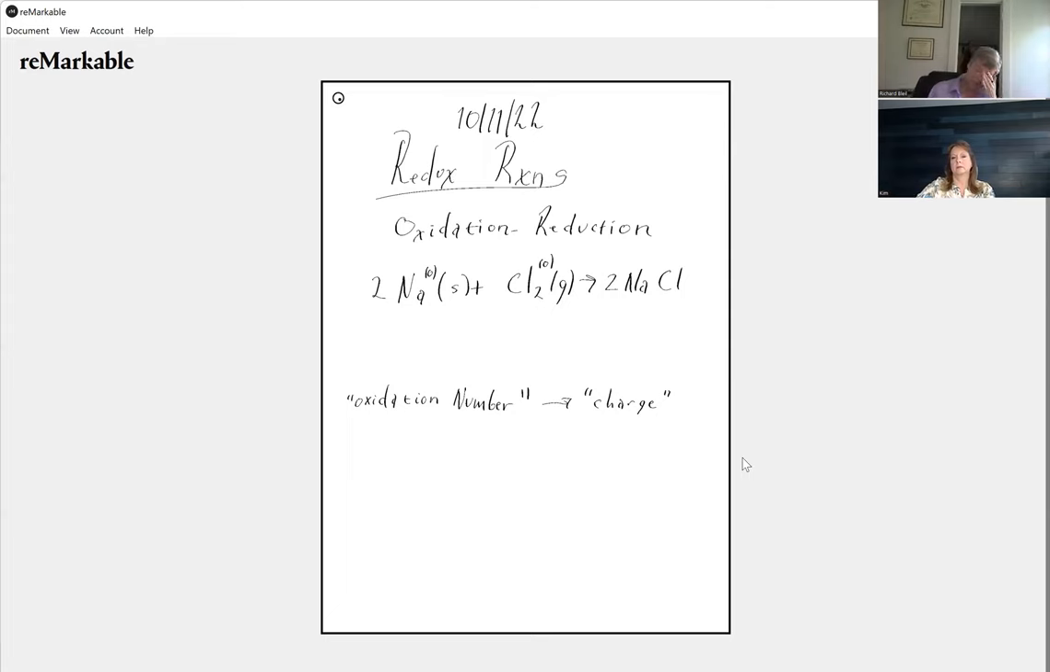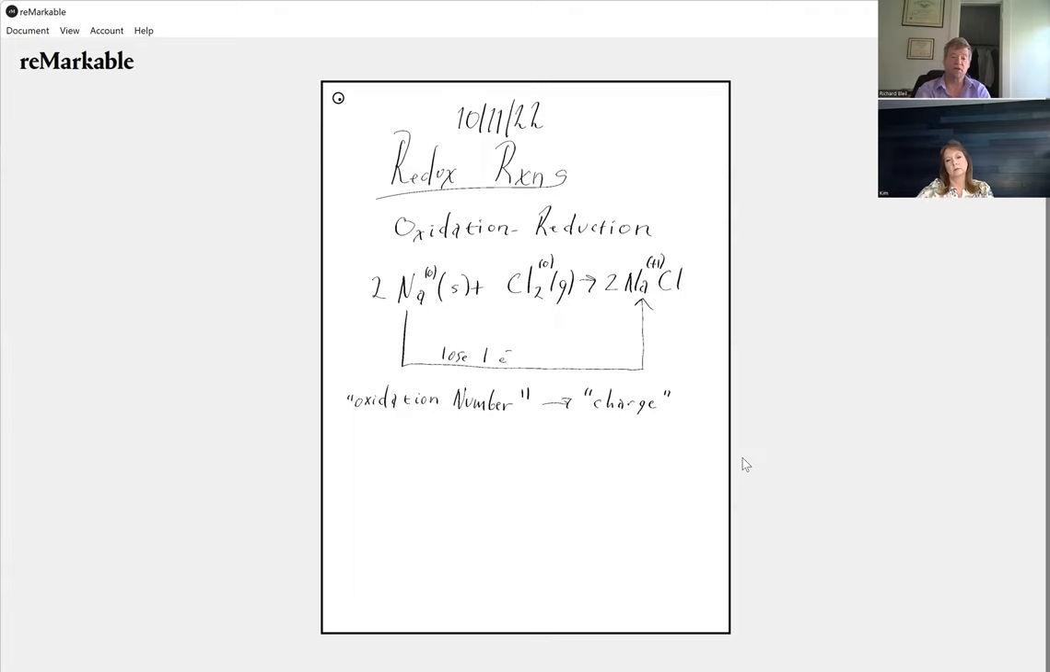Now we know that in sodium chloride, because sodium is a family one element, an alkali metal, in a compound it always has a charge of plus one. Keep in mind that to gain a plus one charge, sodium has to lose one electron. We have two sodiums here, so we will end up losing two electrons total. But each sodium will lose one electron as it goes from a zero oxidation state to a plus one oxidation state.